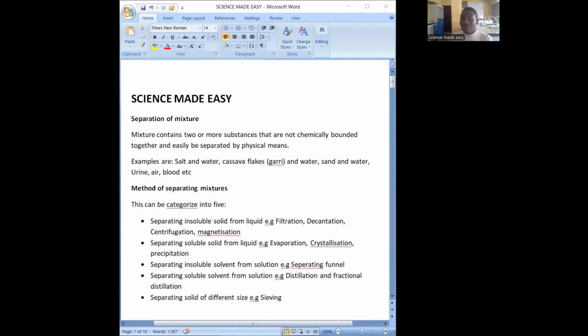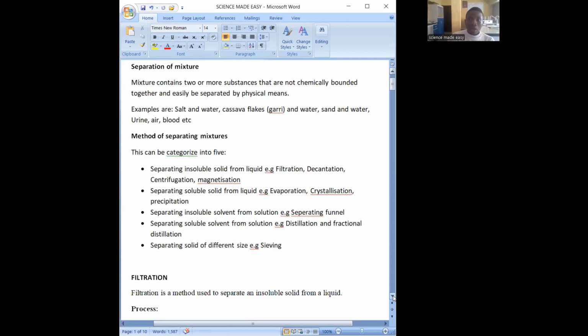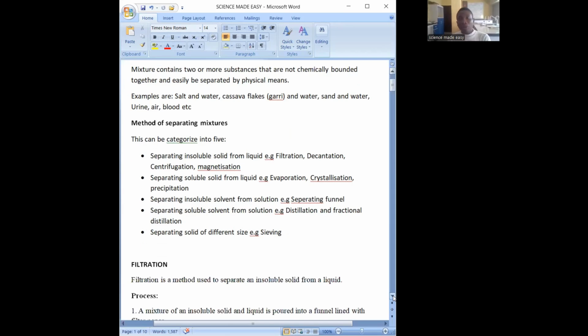And you have diverse ways of separating these mixtures. The ways of separating mixtures, I categorize into about 6 or 7. So the first one is separating insoluble solid from liquid. If I want to separate insoluble solid from liquid, we have about 4 methods I can use.